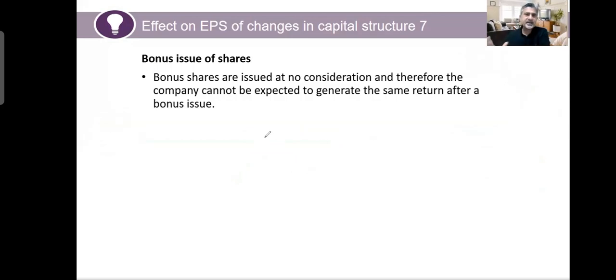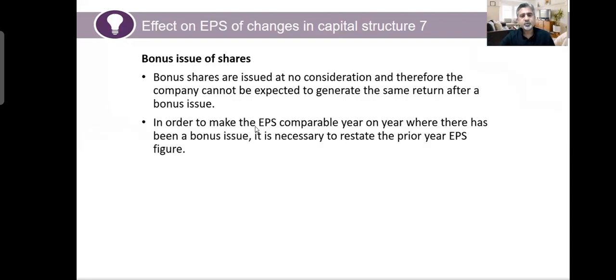And we need to understand that when you give a bonus issue, possibly your EPS is expected to go down. And then how do we present it so that the shareholders do not blame us? Otherwise, they would get panicked that the business is losing on EPS. They will start selling the shares. So in order to make the EPS comparable year on year, where there has been a bonus issue, it is necessary to restate the prior year EPS figure.